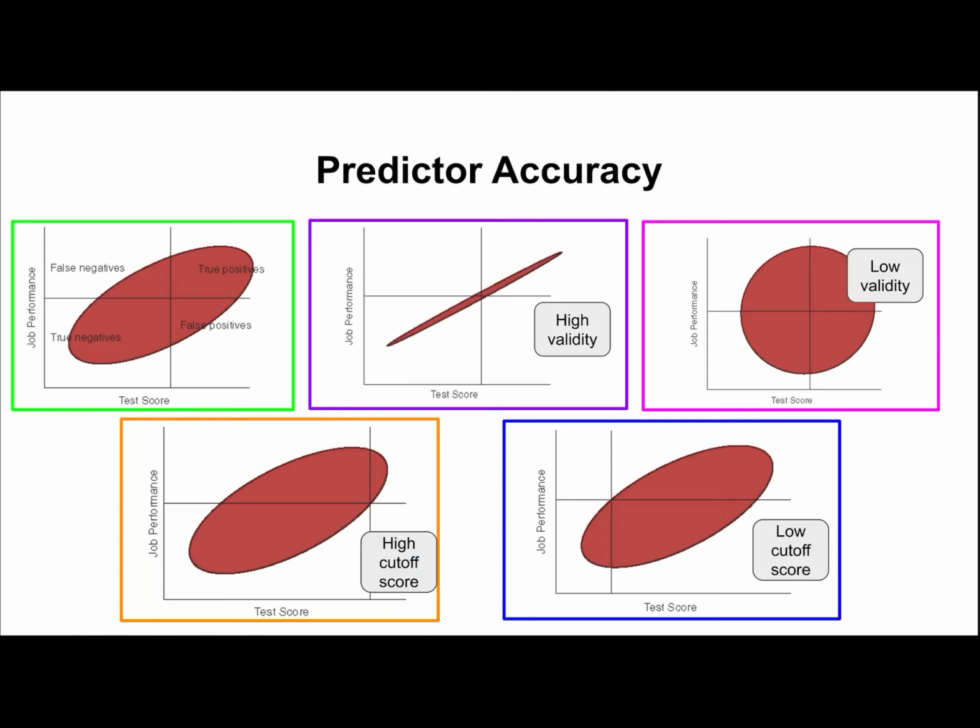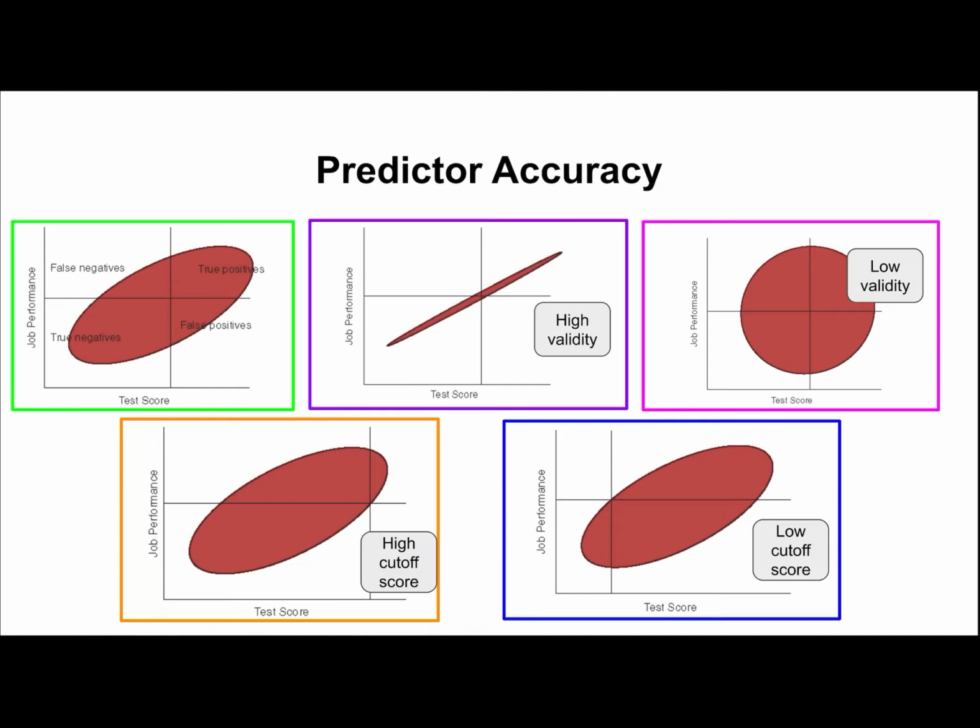Moving on to the graph in the pink box, this one has very low validity. You'll see that red space is spread out even more. It really doesn't predict anything. People with low test scores don't do any better on the job than people with high test scores. This has very low validity and, as you can imagine, lots of false negatives and false positives.